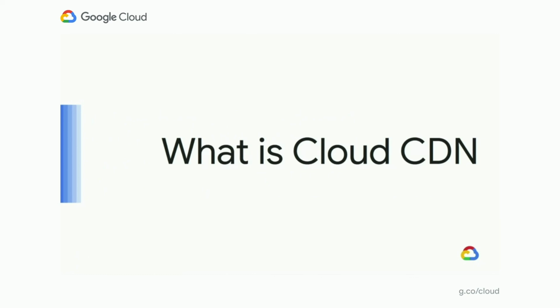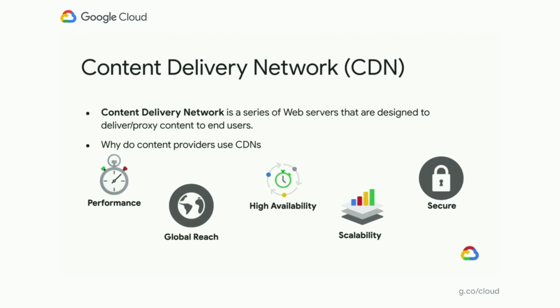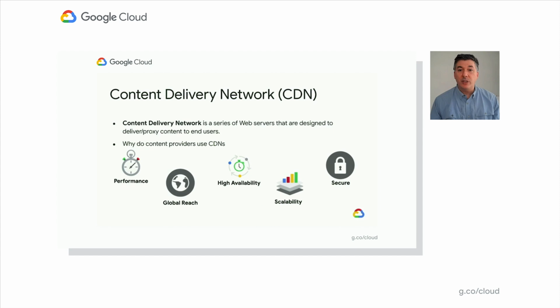So, jumping right in, what is Cloud CDN? Before we go there, let's talk a little bit about what a content delivery network is in general. A content delivery network is a series of web servers that are designed to deliver content close to end users. Generally speaking, when customers look to use a content delivery network, they're really looking to get access to one of five key benefits: some performance benefit by serving content close to end users, global reach, being able to expand beyond their origin infrastructure and having the CDN give a point of presence, high availability, ensuring that there's no single point of failure in the delivery chain, scalability, both in terms of vertical and horizontal scaling for planned and unplanned event activity, but also from a security standpoint, both in terms of secure content delivery, but also in terms of denial of service and security mitigation capabilities.